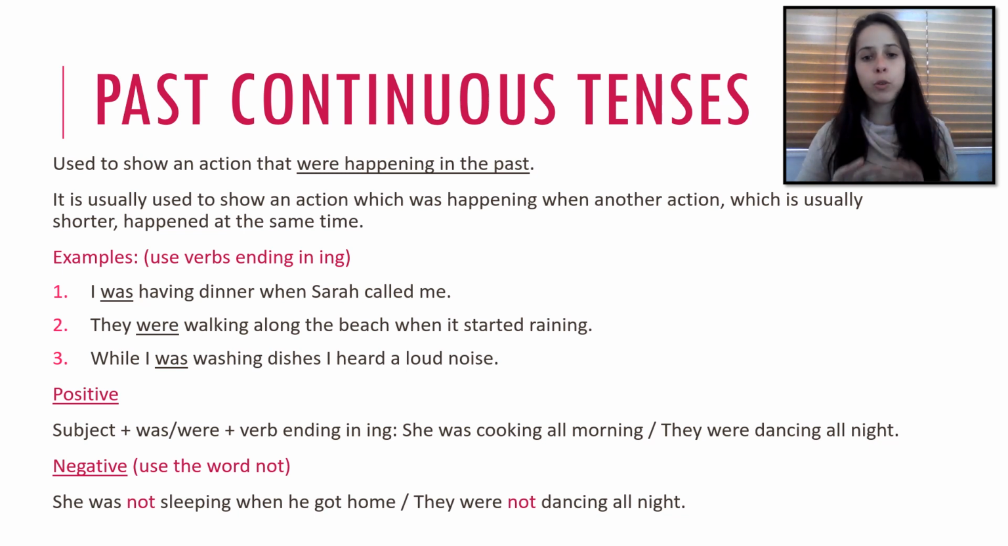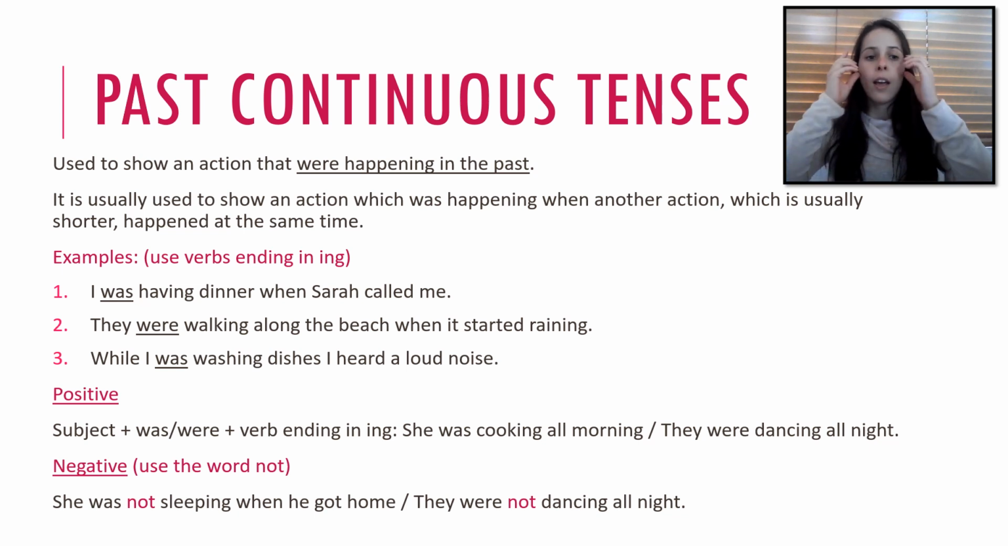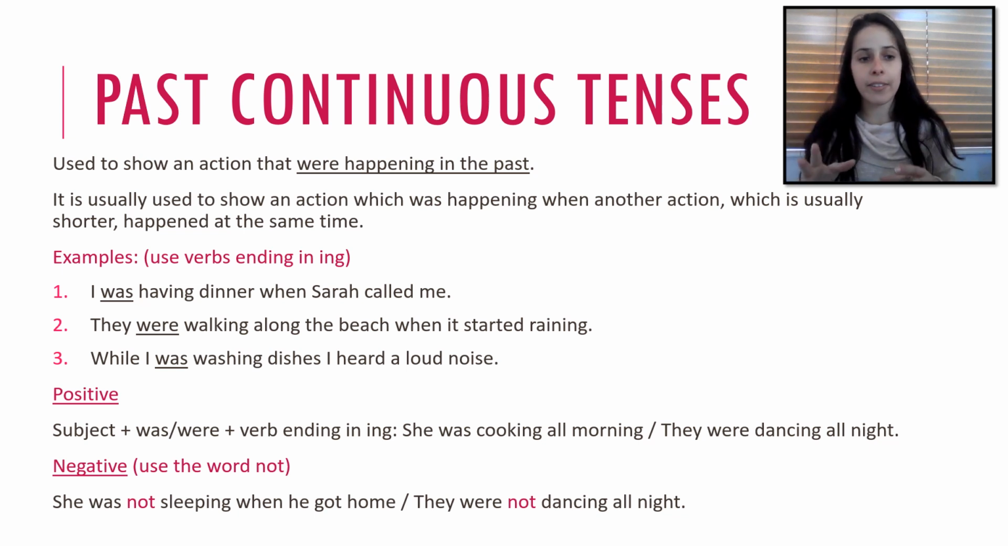Okay, let's form this as a positive sentence. I have my subject plus "was" or "were", and then I've got my verb ending in "ing". Okay, she was cooking all morning. They were dancing all night. Okay, there I don't necessarily have another shorter action. I just wanted to show you a simple sentence where I've got my subject, "was" or "were", and then a verb ending in "ing".